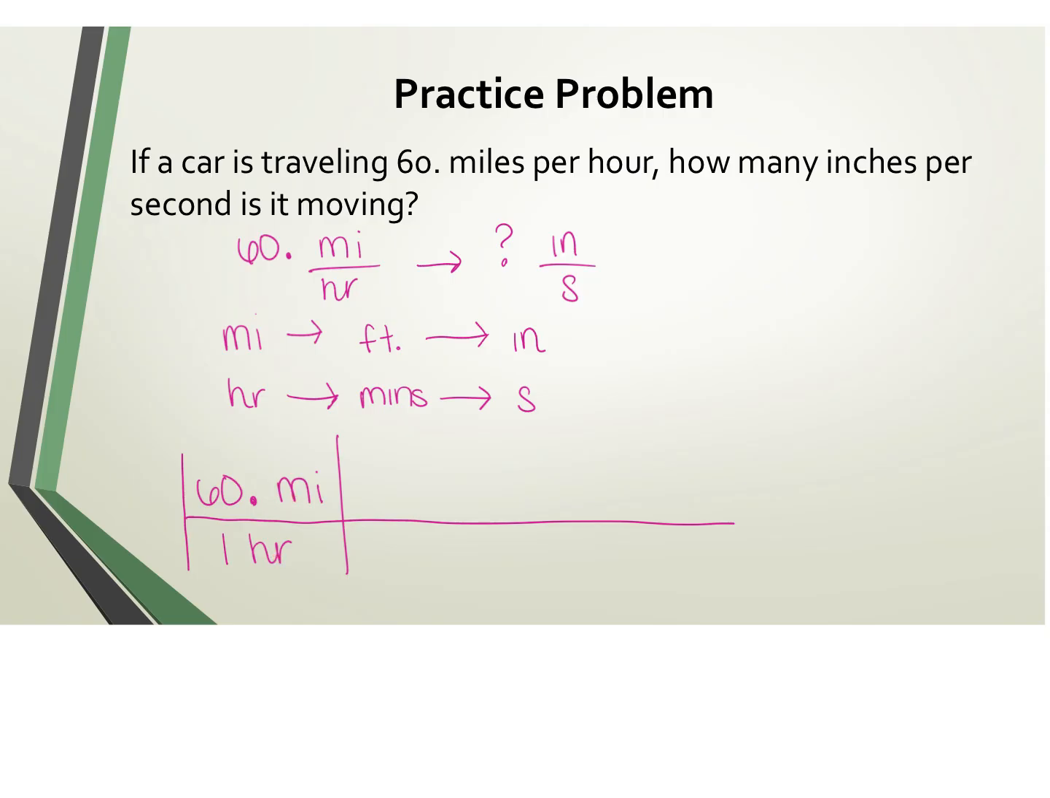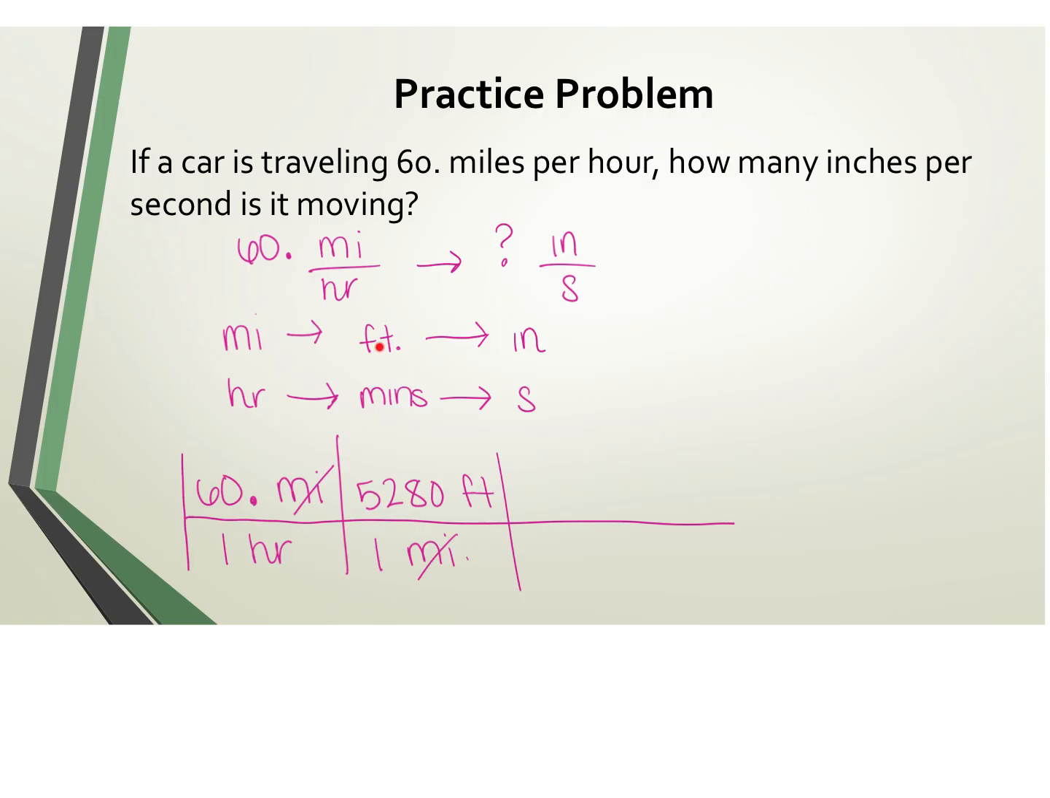Okay. So now I'm going to convert between miles to feet to inches. And I'm going to do that first. We're just going to ignore this 1 hour for the moment. We'll come back to it. Okay. So first we're getting from miles to feet. If miles is in the top box, then miles has to go in the bottom box. So for every 1 mile, there's 5,280 feet. Okay. So miles cancel, and we're in feet.